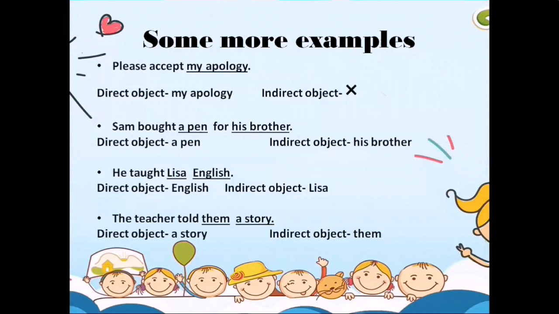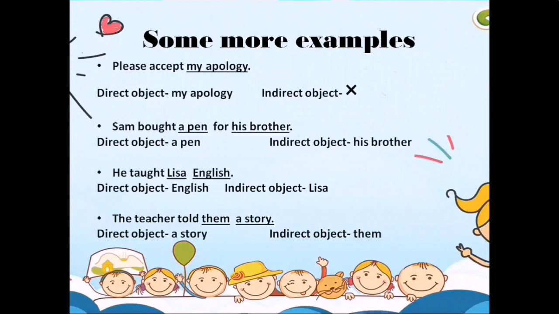Please accept my apology. Accept what? My apology. My apology becomes direct object. And apologize to whom? It's not given here. Thus, we don't have any indirect object here.